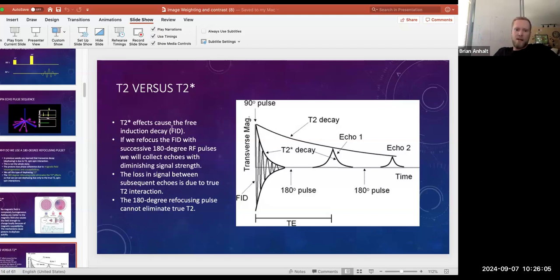T2 star effects cause the free induction decay. This is known as the FID. The reason the FID happens is because of T2 star effects. If we refocus the FID with successive 180-degree refocusing pulses, we will collect echoes with diminishing signal strength. The loss of signal between subsequent echoes is due to true T2 spin-spin interactions. Once again, the 180-degree refocusing pulse cannot eliminate true T2 interactions.